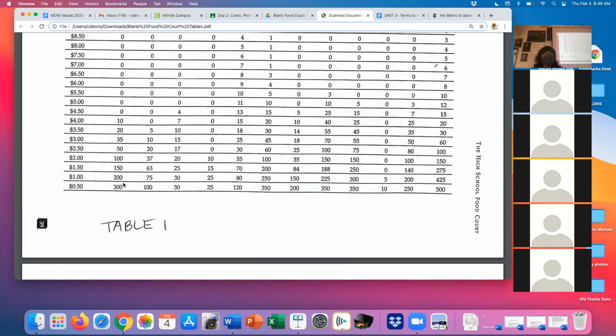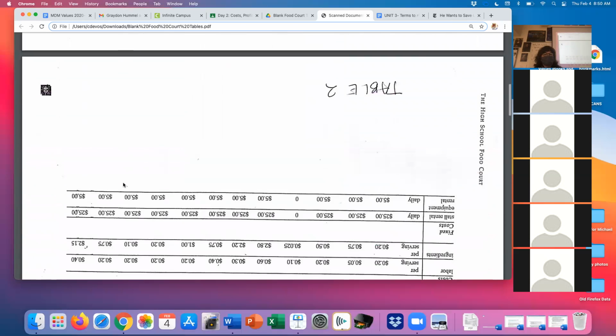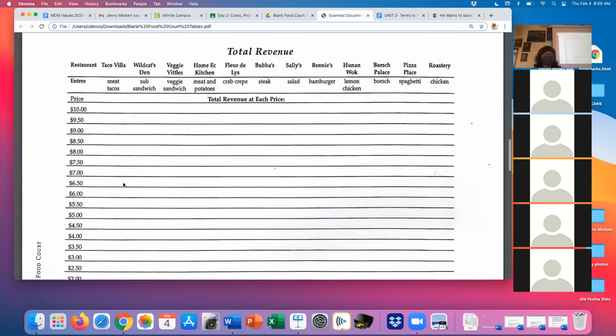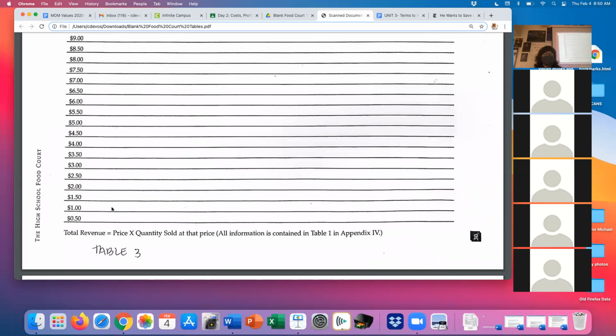200 times $1 is what? 200. Okay, so put that 200 there in that part. And you'll notice just looking at those two, if I sell them for only 50 cents, my revenue is 150. If I bump that price up to $1, less people want to buy it, but I'm making more money, right? So I'm making $200 then. Okay.